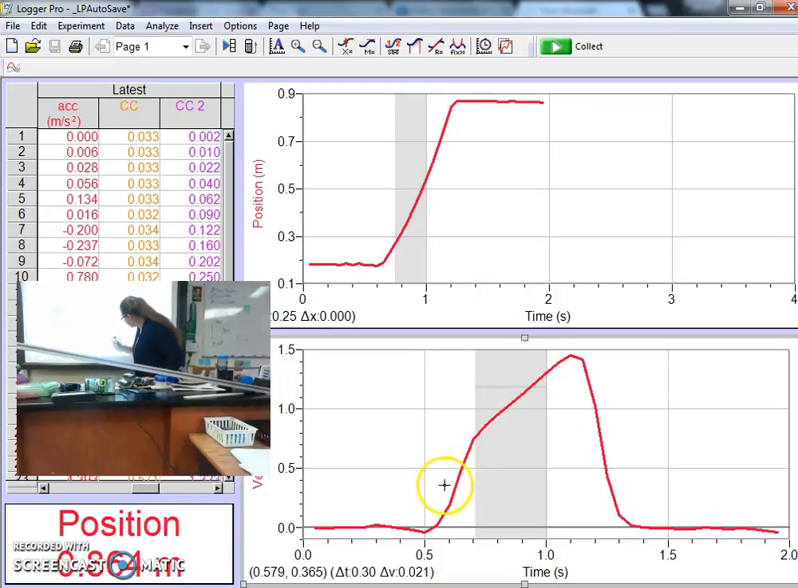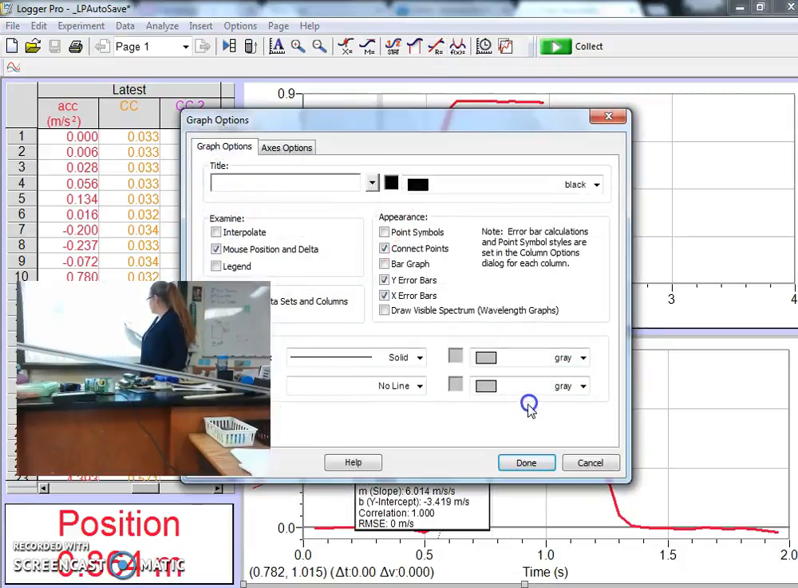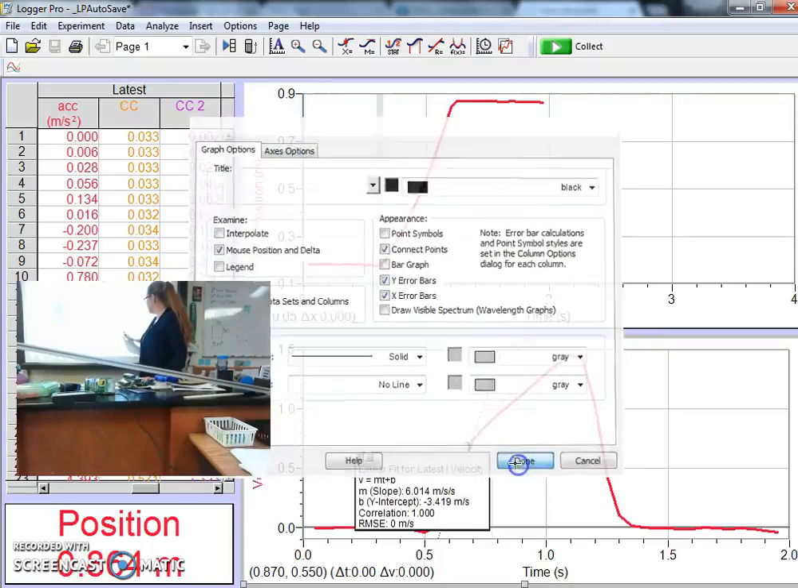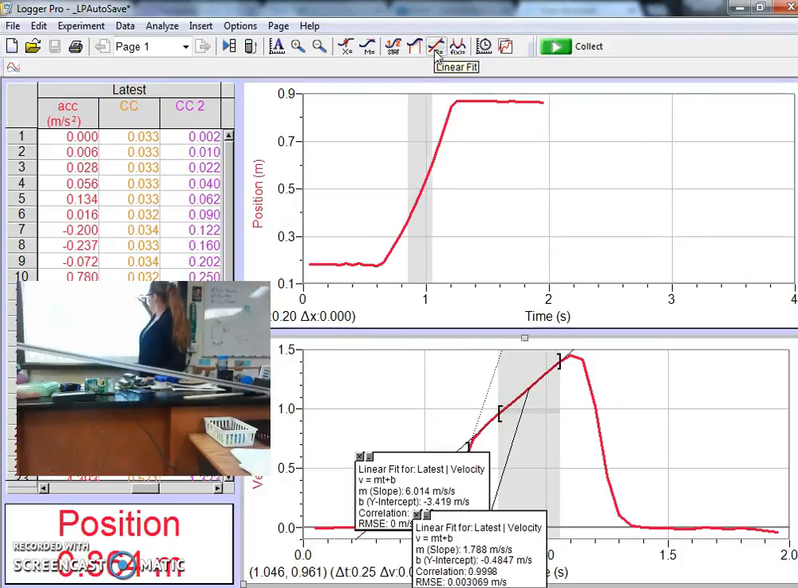So we can look in the beginning. If we were to do a linear fit over that section, we get an acceleration of 6 meters per second per second. Is that more than what we had before, for when it was a smaller incline? And then we could also do a linear fit for this section. But it still should be more either way.